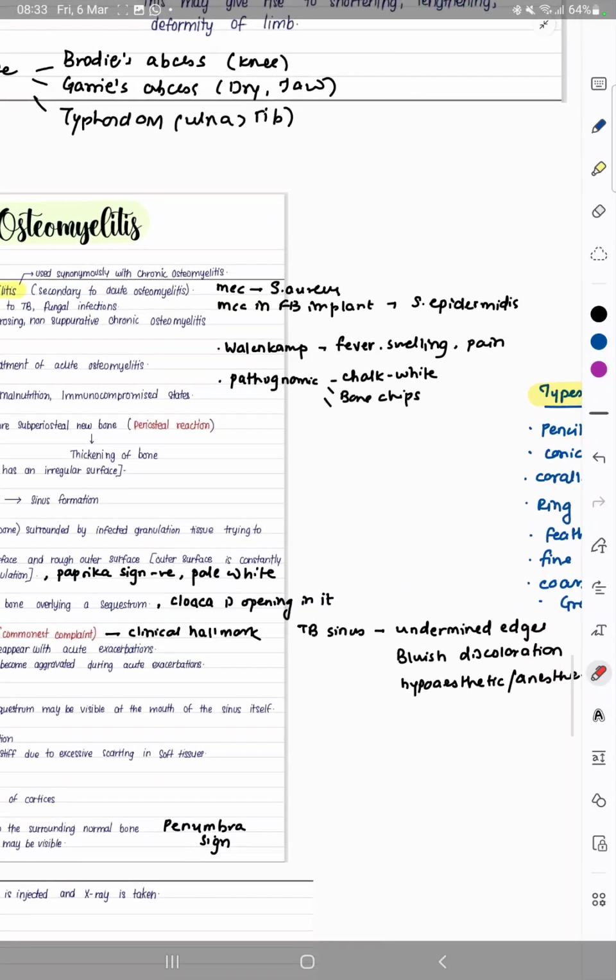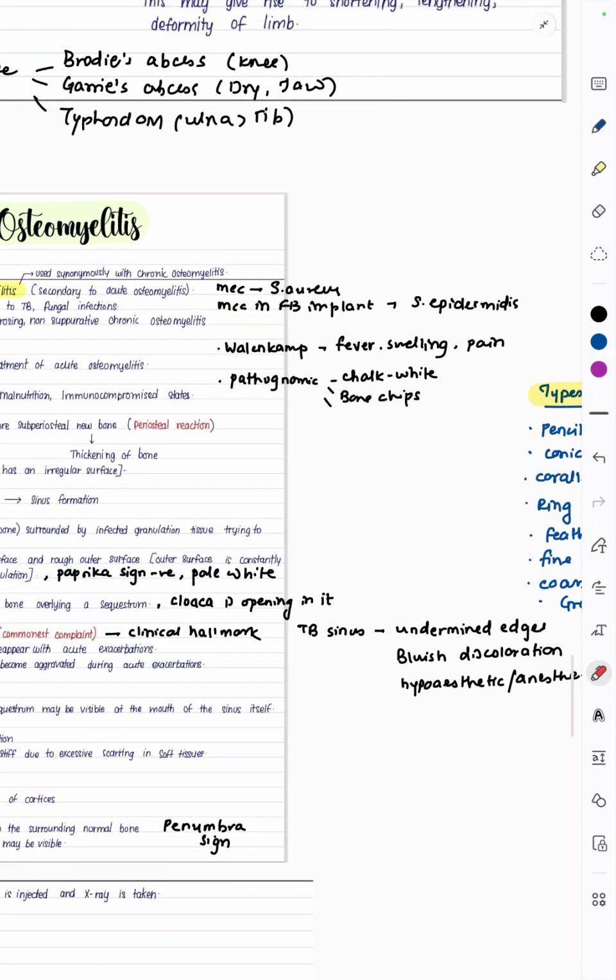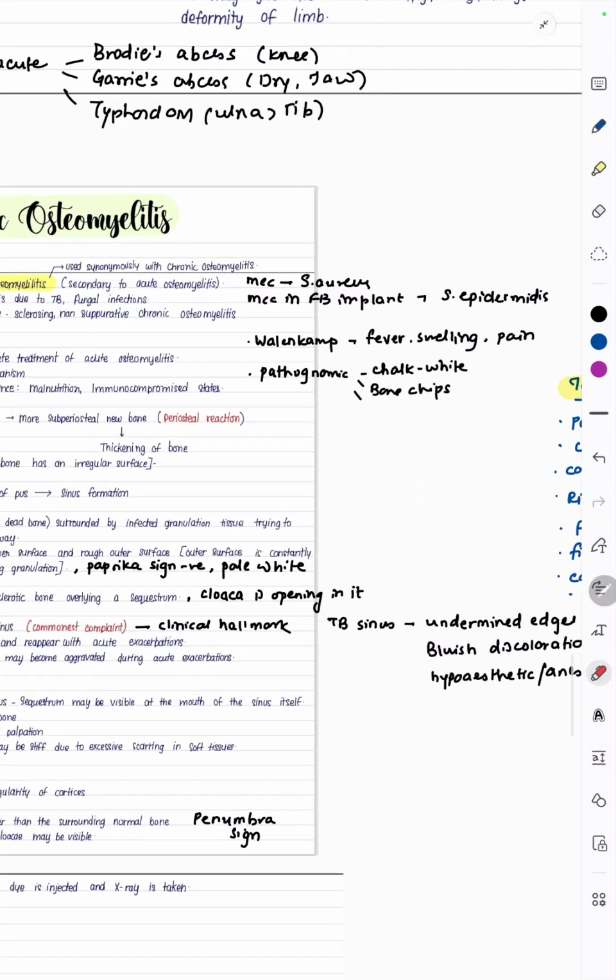Then there is something called the Wallenkamp phenomenon, that is, waxing and waning patterns. The fever, swelling and pain increase and increase, and on one fine day the swelling bursts, because of which the fever, swelling and pain fall down. Pathognomonic for this is the chalky white material coming out, the bone chips that are formed.